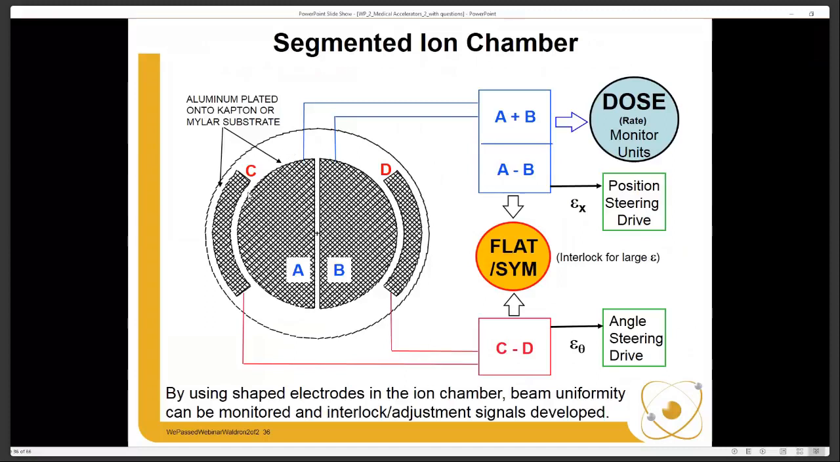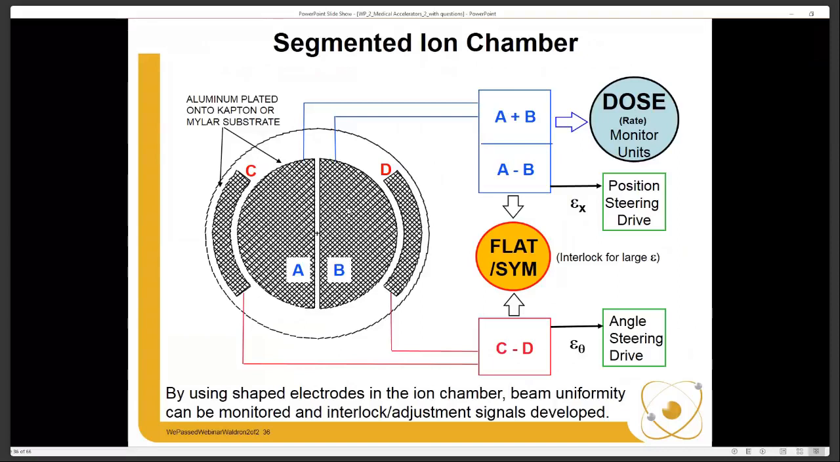Here is sort of a profile of a segmented ion chamber. The nice thing about a transmission ion chamber is we can use it to both measure the beam in terms of dose, but we can also use it to monitor the beam shape. If I have several different electrodes that the beam is passing through, such as A and B and C and D here, each of them is intercepted by a different portion of the beam, and if the beam is asymmetric or unflat, they will record different values.